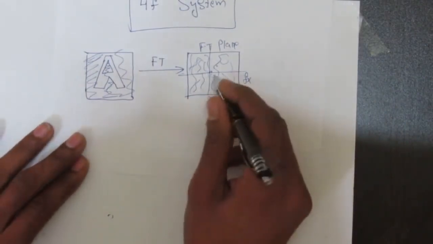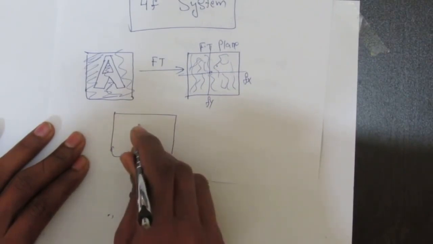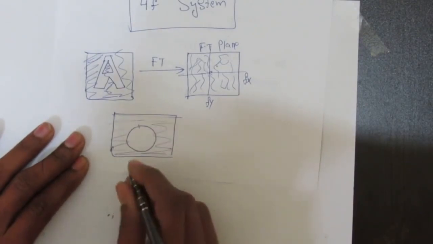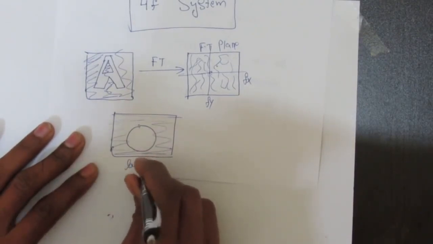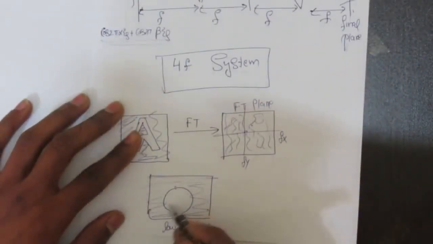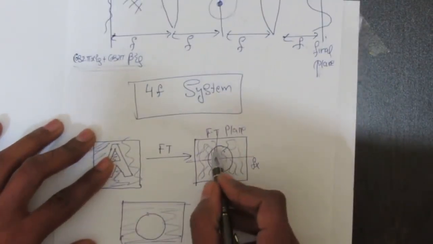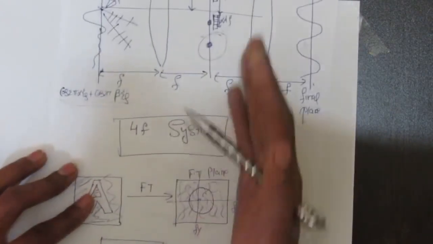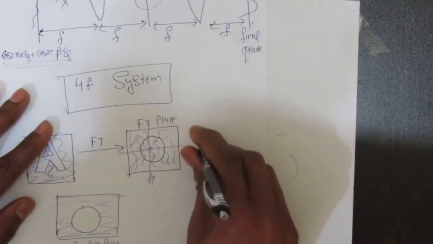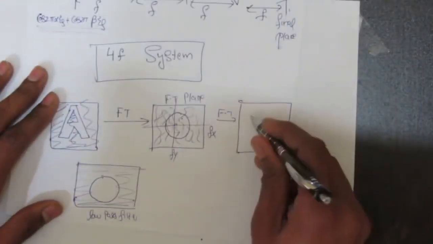Now here you can use a filter. What you can do is use a filter which only allows the lower frequencies to pass. This is your low pass filter. The spatial frequencies lying within this circle will be allowed to pass. So effectively, when you place this filter here, only these spatial frequencies will get passed, and after this plane the second lens will again do the Fourier transform. You will again get your image back, but now this image will be inverted.